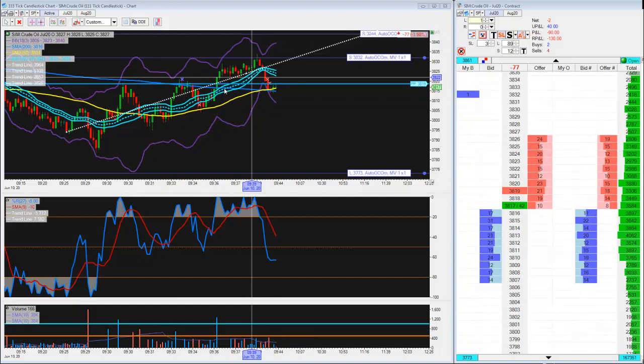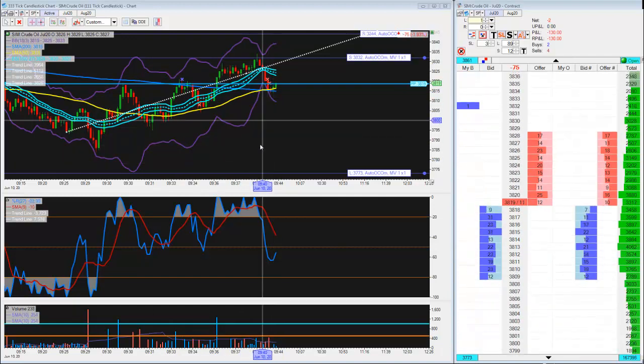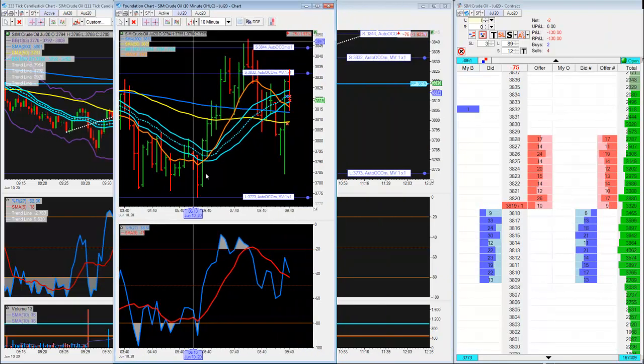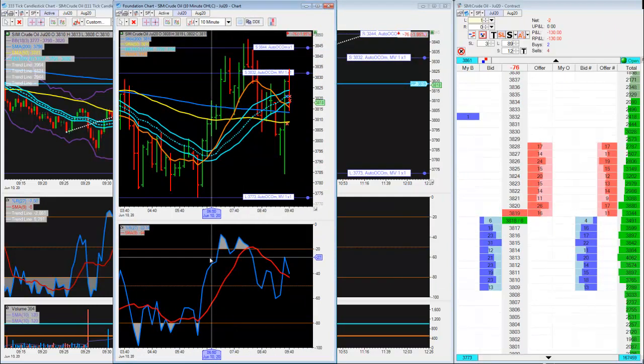The market didn't want to go up. Therefore, it seems like it's going to be a stronger sell. Looking at our 10-minute chart, you can see the higher high divergence.